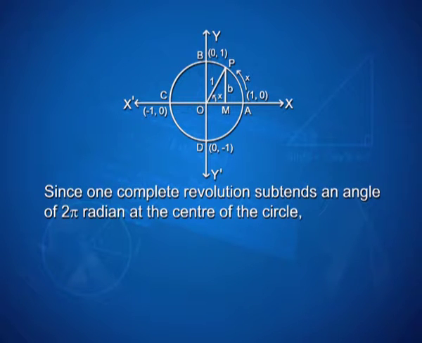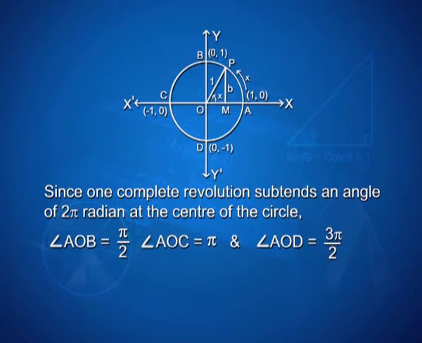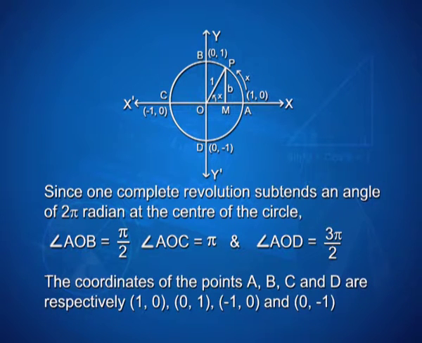Now, since one complete revolution subtends an angle of 2 pi radian at the center of the circle, angle AOB is equal to pi upon 2, angle AOC is equal to pi, and angle AOD is equal to 3 pi upon 2. The coordinates of the points A, B, C and D are respectively (1, 0), (0, 1), (minus 1, 0) and (0, minus 1).